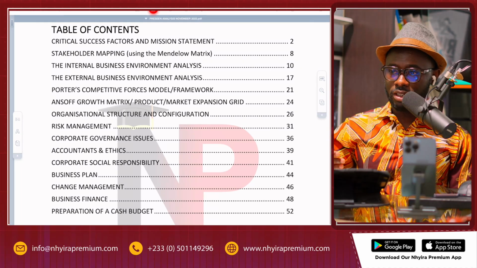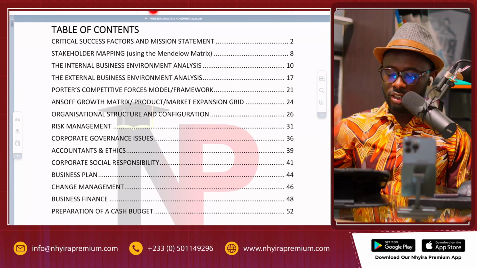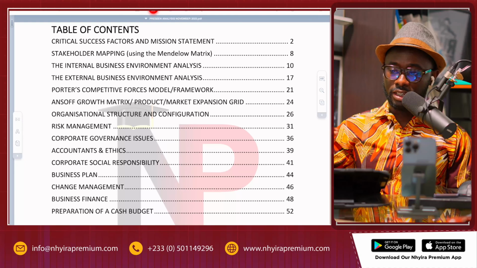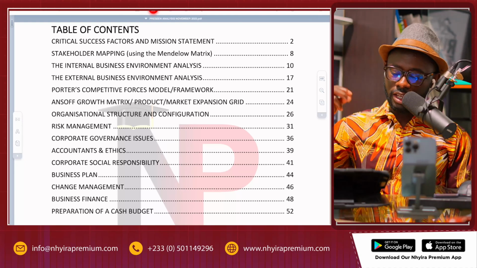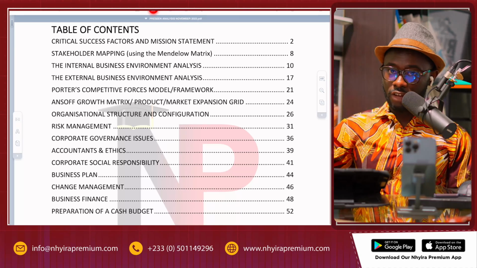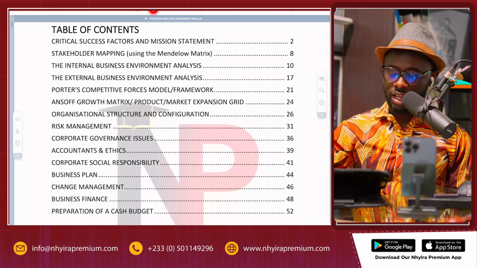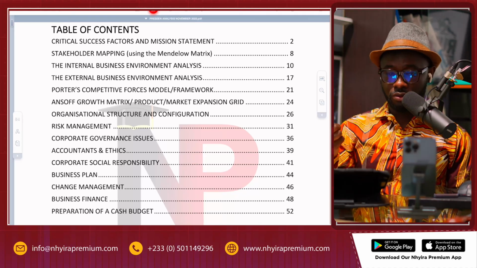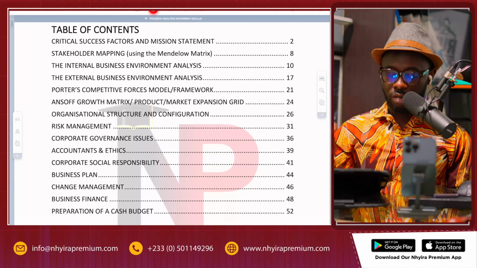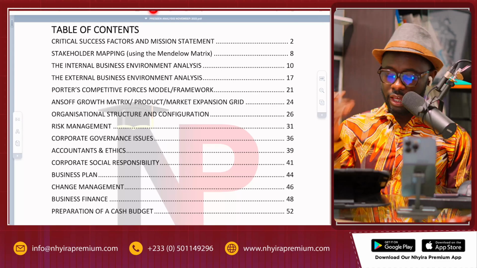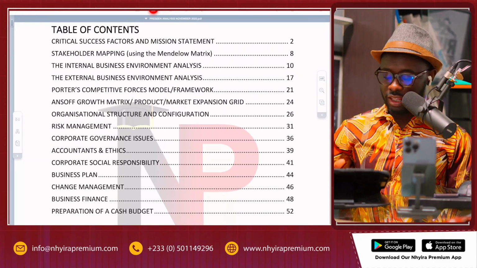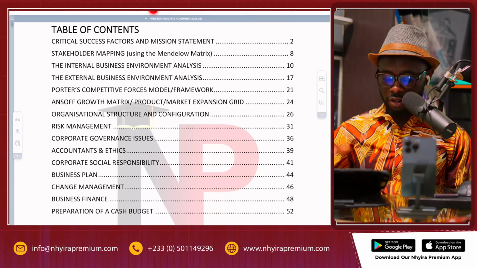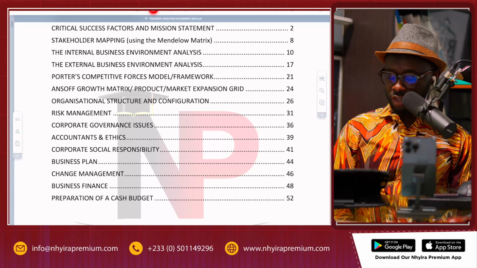This is the list of the items that we touched on: critical success factors, stakeholder mapping, internal business analysis. We looked at SWOT, we looked at value chain. Then the PESTEL framework, Porter's 5 forces, the unsolved growth metrics, organizational structure and configuration. The risks that the entity is exposed to, corporate governance issues, accountant and ethics, corporate social responsibility, business plan, change management, the finance issues and the preparation of the cash budget.